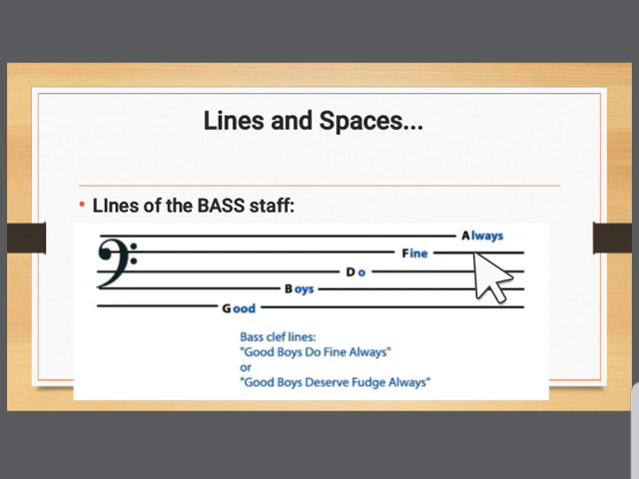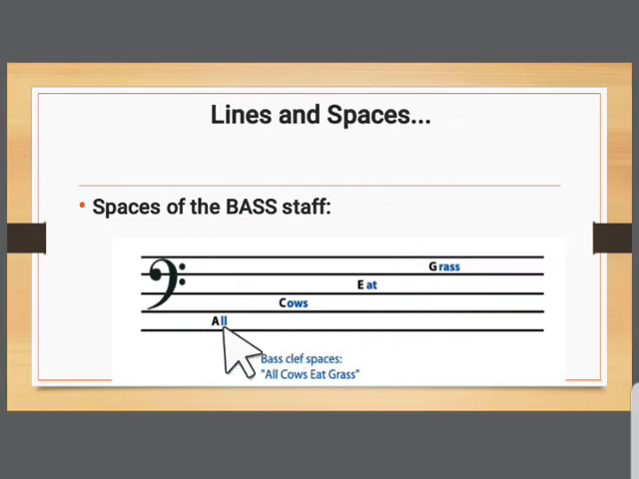Those are the lines of the bass staff. Let's get to the spaces of the bass staff. The spaces are A, C, E, G. All Cows Eat Grass. You get to remember the spaces of the bass staff very easily. Others also use "Always Cows Eat Grass." All of them will help you to remember it very easily.